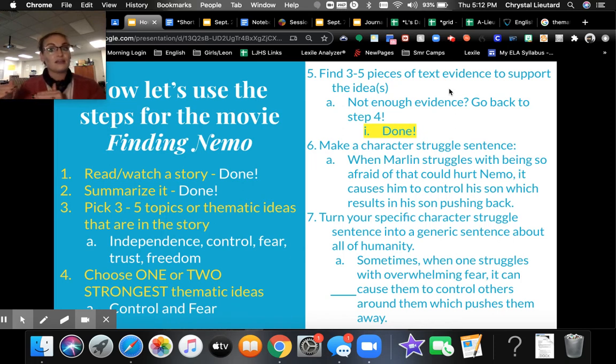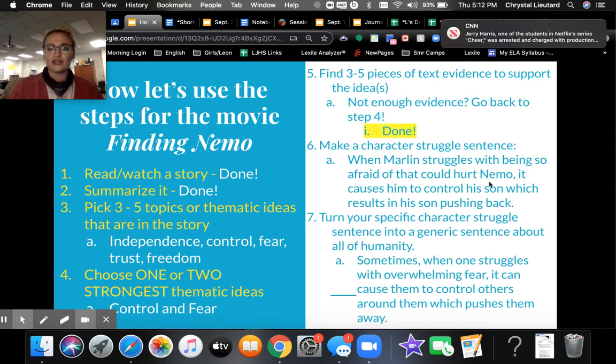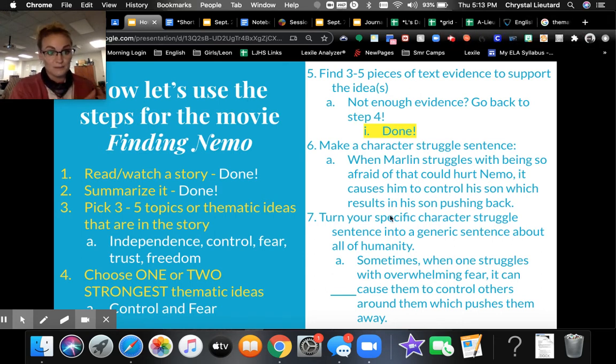So I'm going to make a character struggle sentence specific to this story. When Marlin struggles with being so afraid of anything, probably is the word that should be there, that could hurt Nemo, it causes him to control his son, which results in his son pushing back.